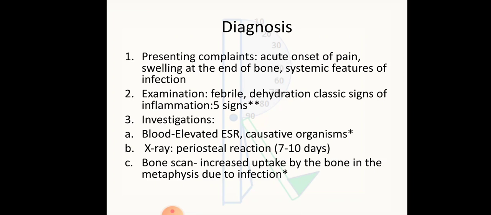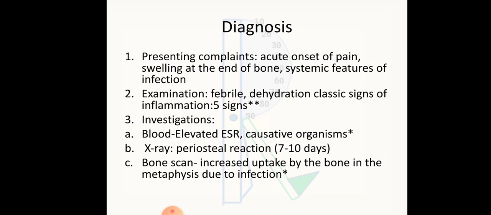Coming to the second point, this was your presenting complaint, how the patient presents himself. Second one, examination. The patient is usually febrile. That's what we learned, because it is infection, definitely the patient will be febrile. Second one, dehydration. And also remember, febrile and dehydration come along with inflammation, because inflammation is so many times present due to infection. So any infection, what are the 2 signs to remember? Febrility and dehydration. The best friend of infection is nothing but your inflammation. That is, the 5 signs of inflammation are definitely seen in acute osteomyelitis on examination.